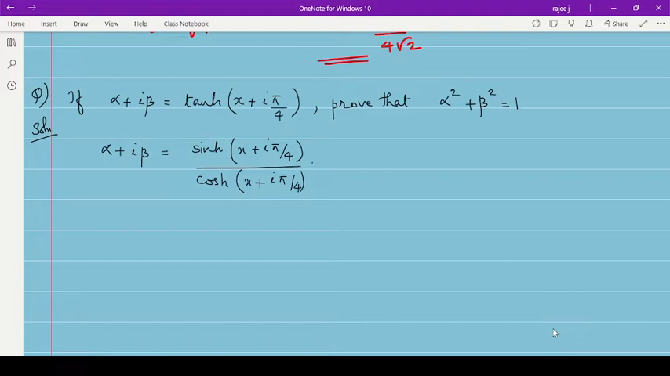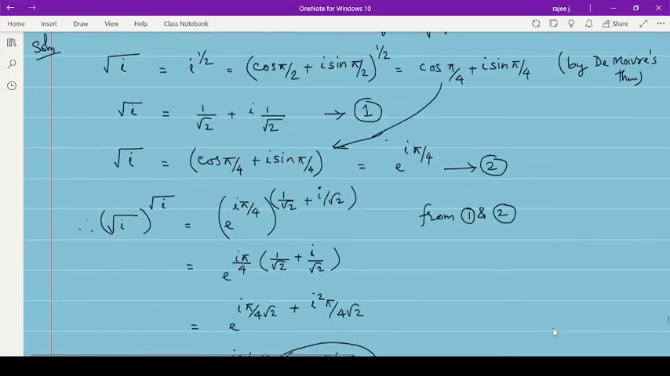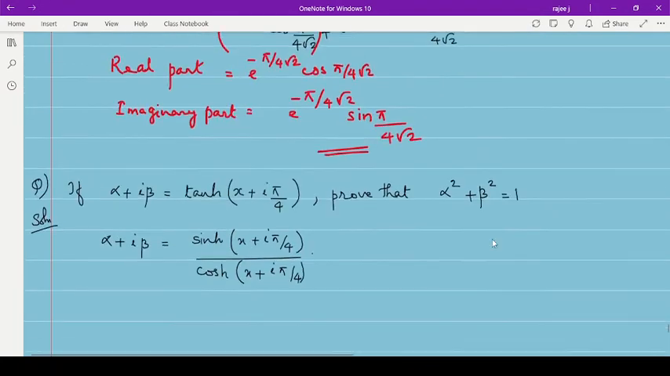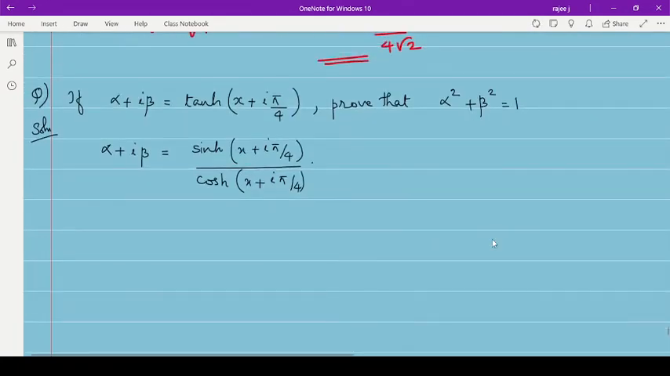So our ultimate aim is to use this formula, and then we can simplify it. So I'm going to multiply this with the conjugate of the denominator, that is cos h (x minus i pi by 4). To get the conjugate, you need to change the sign of i. So cos h (x minus i pi by 4) divided by cos h (x minus i pi by 4). Multiply the numerator and denominator with the conjugate of the denominator.